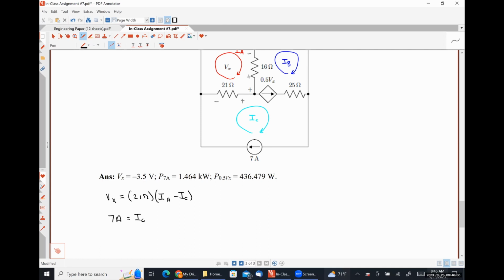All right. Now let's do the dependent current source. So 0.5 Vx. How do I express that current in terms of my mesh currents? Patrick. So that dependent source is shared between two meshes, so it should have two mesh currents. There we go. IC minus IB. Great job.